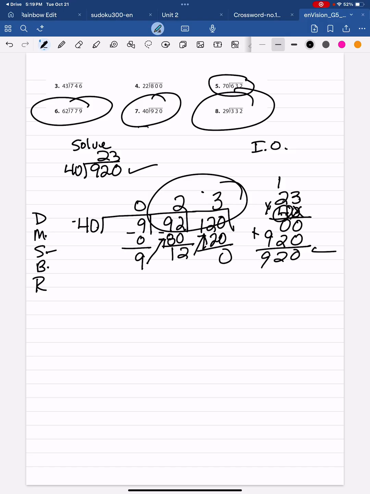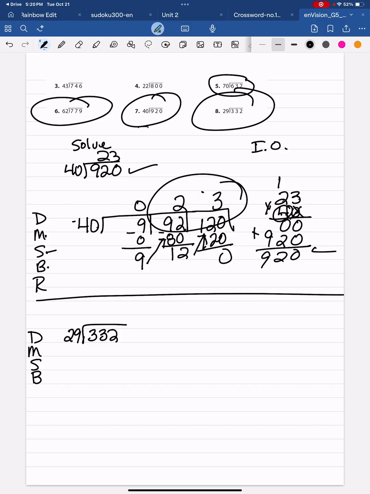All right, let's do the last one together. We'll do this one standard, but quite honestly, standard and box are the same. The only difference is when you're doing standard, you're bringing down and working downwards, and with the box method, you're working across. So let's do this one standard. We have 332 divided by 29. First step, divide. Second step is multiply. Third step, subtract. Fourth step, bring down. And then repeat.